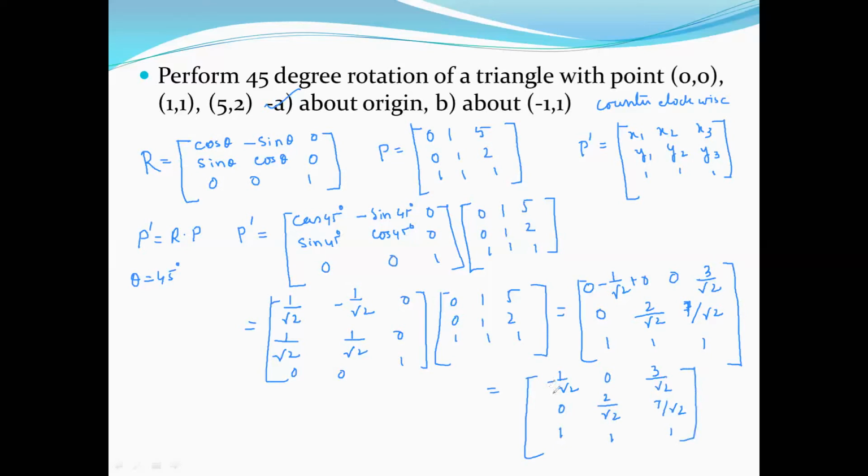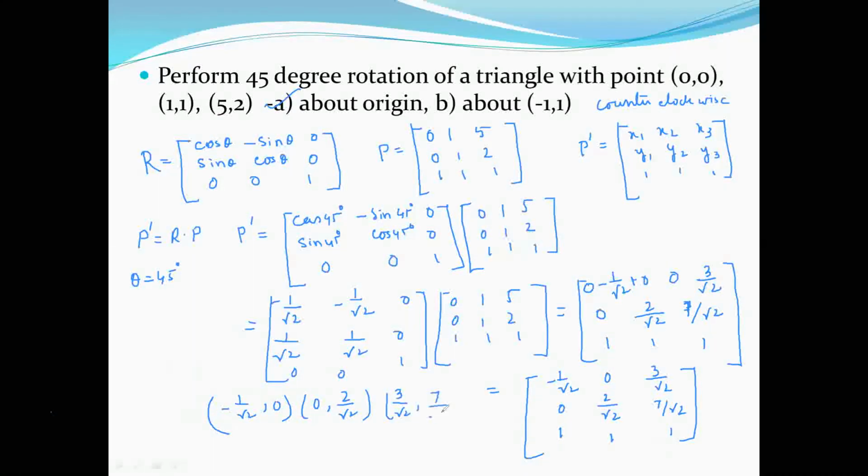What are the different point sets? After performing the rotation, the point sets will be minus 1 by root 2 comma 0. Another point is 0 comma 2 by root 2, and another point is 3 by root 2 comma 7 by root 2. Clear?